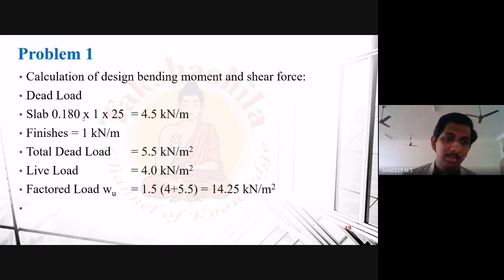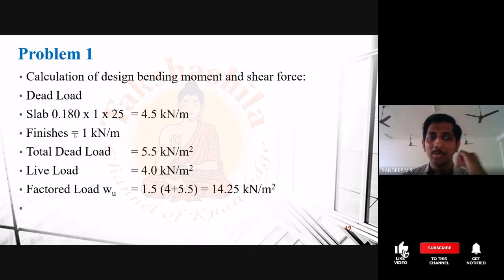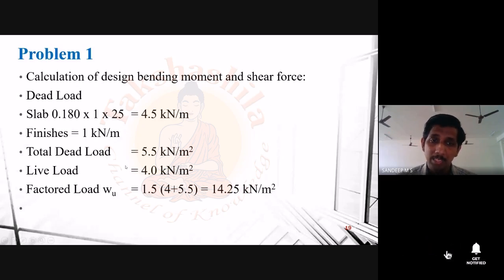Anyway, they are now calculating the self weight, the load from the finishes, and the live load. Basically, for the self weight of the slab, we have already assumed an overall depth of 180 millimeters, so based on that they calculate the self weight of the slab. Then they assume the finishing load to be 1 kilonewton per meter squared, so the total dead load will be the sum of these two. And we have the live load, which is given in the question as 4 kilonewton per meter squared. If it is not given in the question, you have to assume some live load in this range.